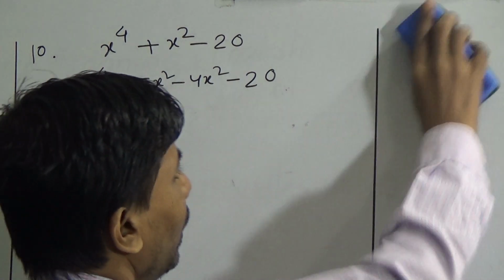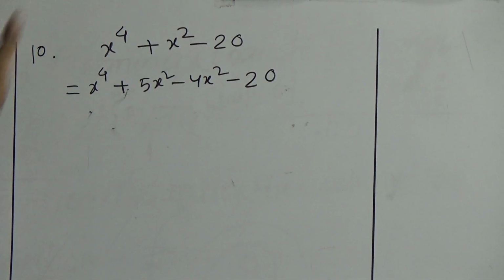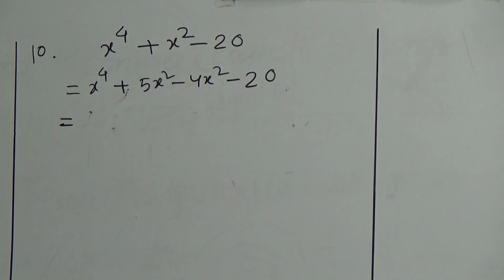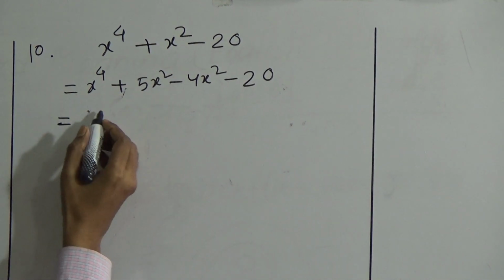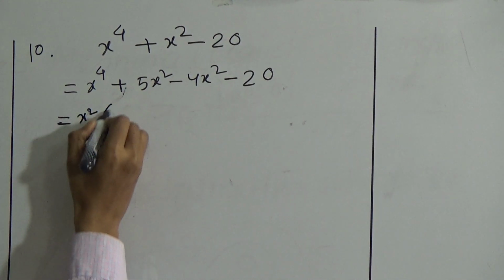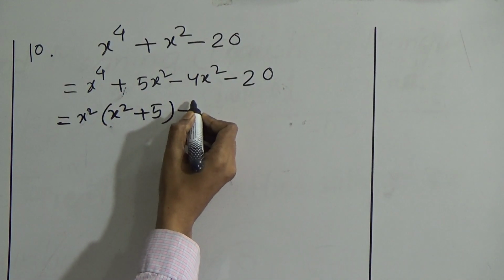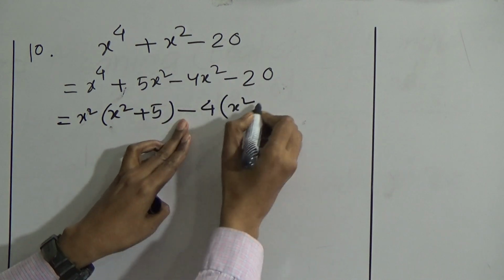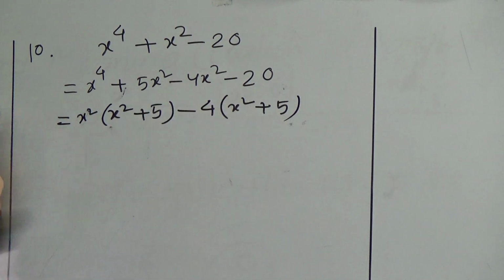Student, this type of problem you have to solve in the previous class, so I didn't discuss so much. Look, I will only solve this. Here x power 4 and x square, x square is the common, x square, then x square plus 5, then here 4 is the common. Look, 4, then x square, minus and minus say plus. If you divide 20 by 4, then you get 5.